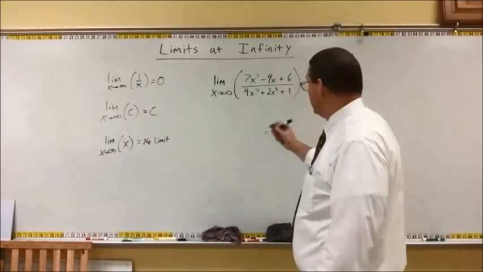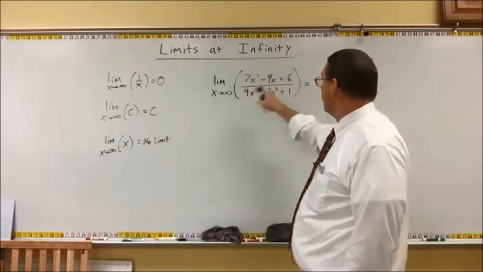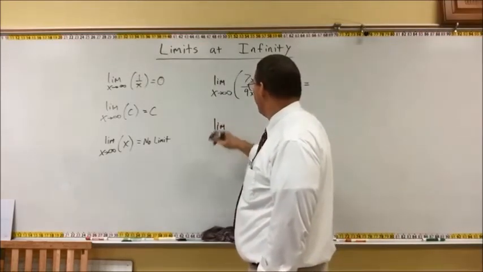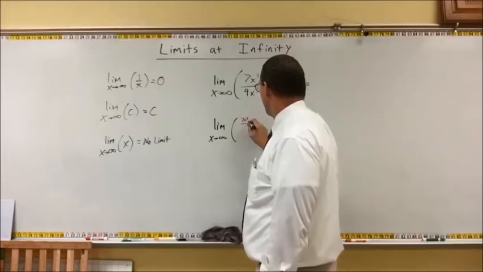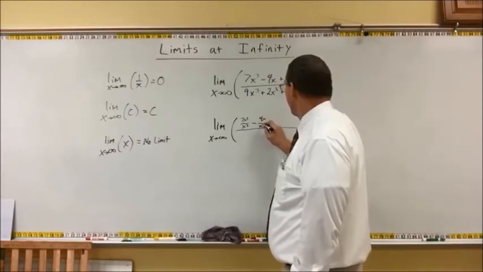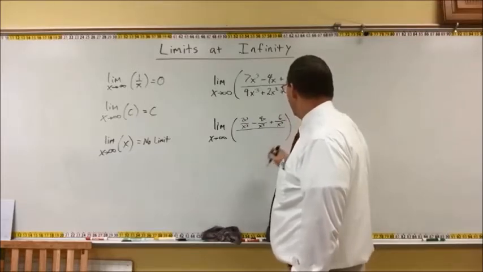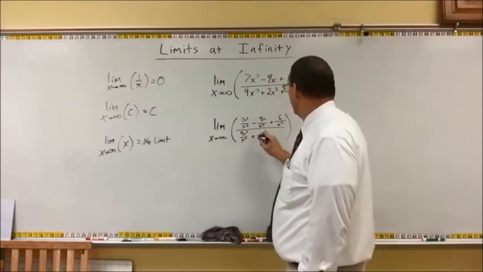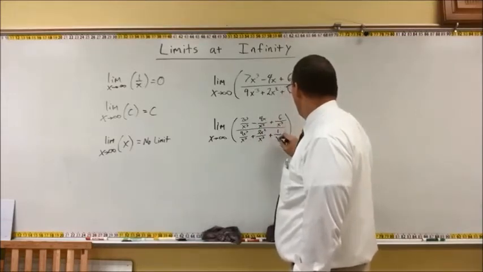All right, we're going to do it the way that we just did it. What's the highest power of the denominator? X to the 3rd power. So we're going to divide each of the terms by x to the 3rd power. So we're going to have the limit. And by the way, it works at negative infinity also. The limit as x approaches infinity of, here's what we're going to do, 7x to the 3rd over x to the 3rd minus 4x divided by x to the 3rd plus 6 over x to the 3rd, divided by 9x to the 3rd over x to the 3rd plus 2x squared over x to the 3rd plus 1 over x to the 3rd.